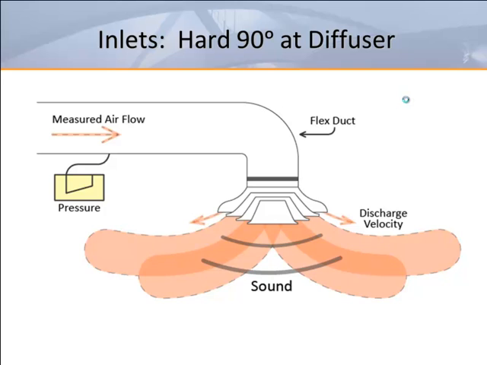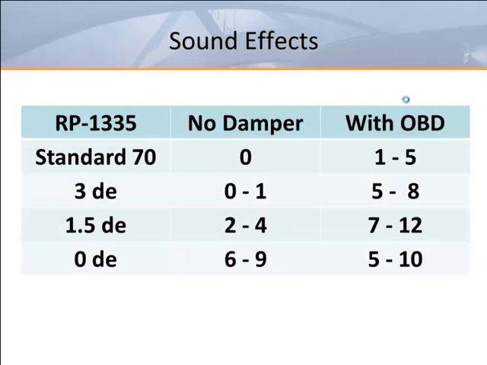This hard 90-degree turn into the neck of the diffuser will mean higher discharge velocities in the direction away from the inlet, increasing the resultant sound level. This inlet condition will also modify the distribution of airflow from the outlet, with more air and longer throw in the direction away from the inlet, and less air and shorter throw back in the direction of the inlet.